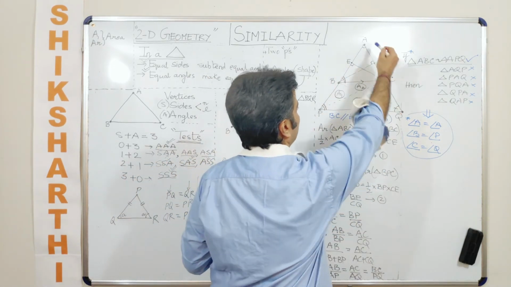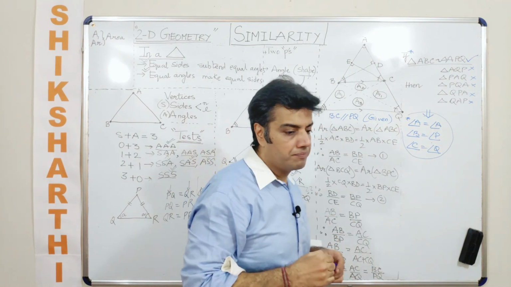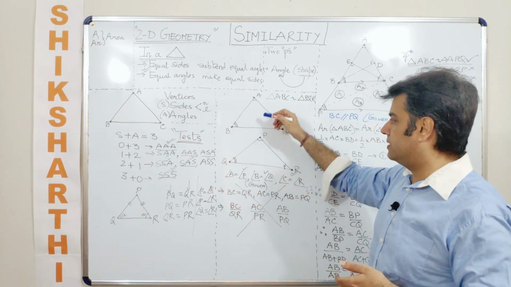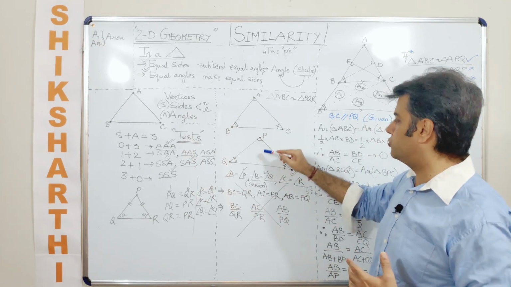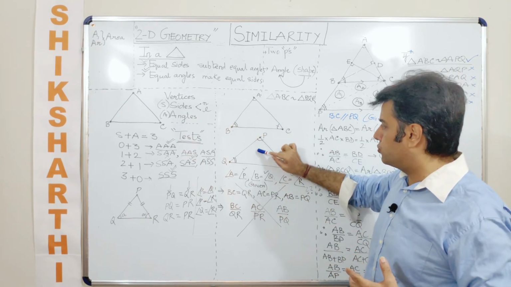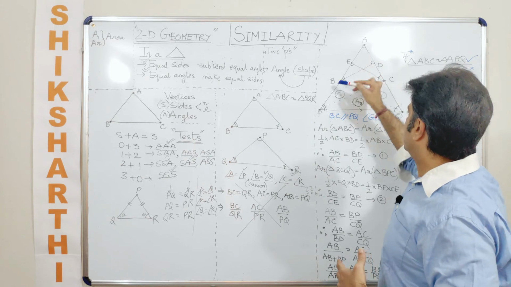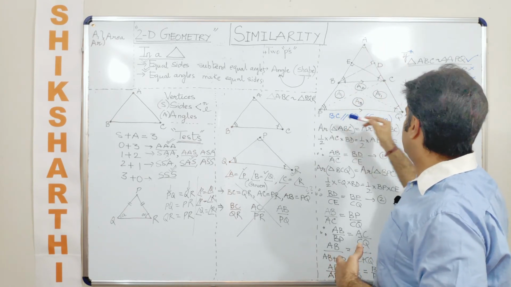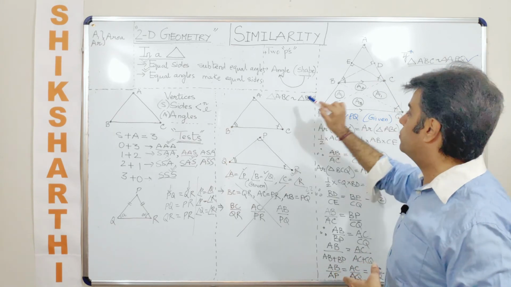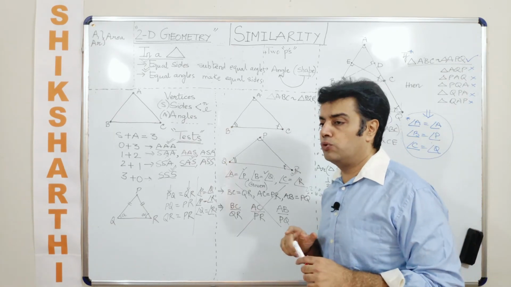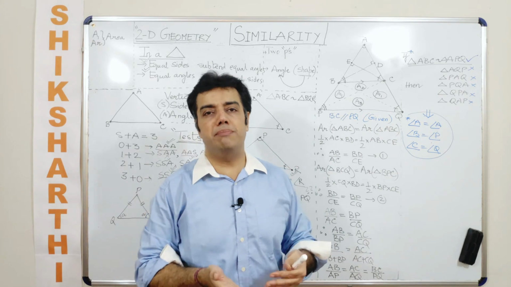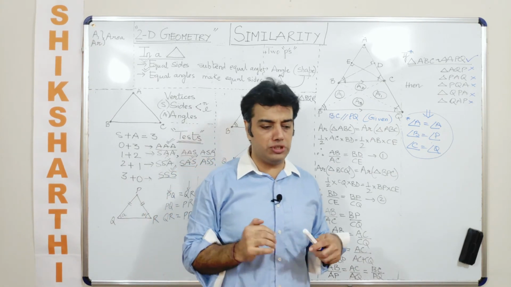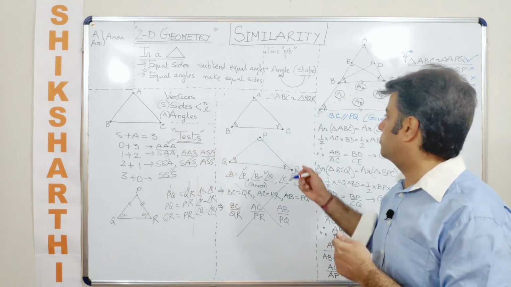If I draw one triangle inside another triangle, or if I draw one triangle outside another triangle, but I am able to say that these two triangles, I'm talking about triangle ABC and APQ, are similar to each other. So when there are two triangles similar to each other, then as a byproduct you can prove the basic proportionality theorem.